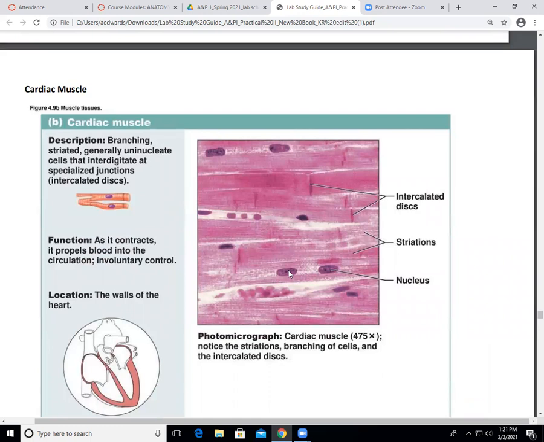Now, cardiac muscle. We'll add location to this.